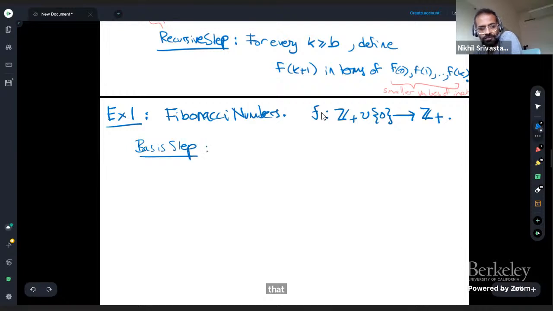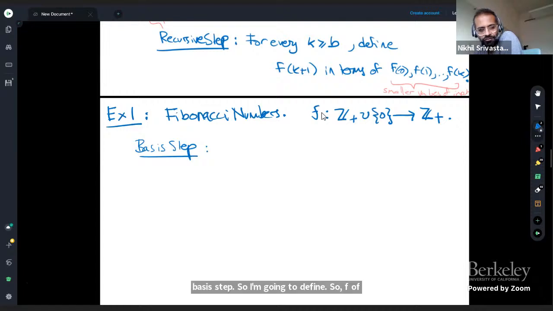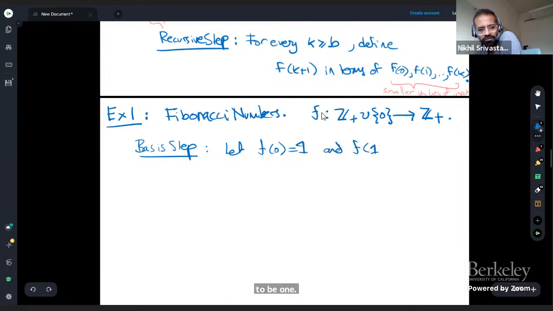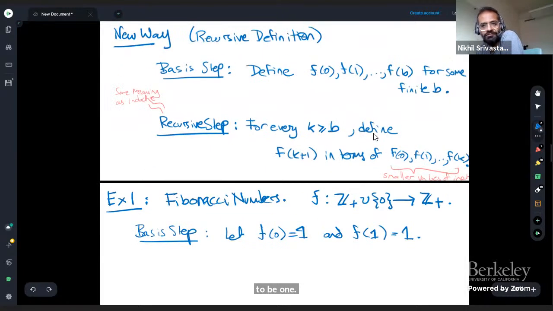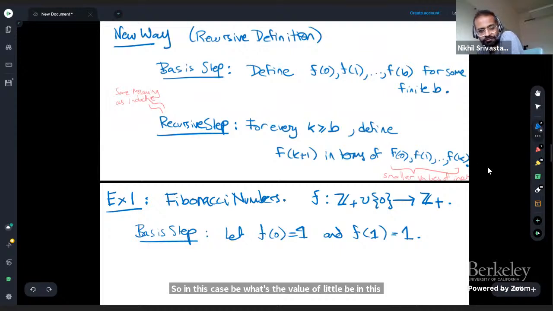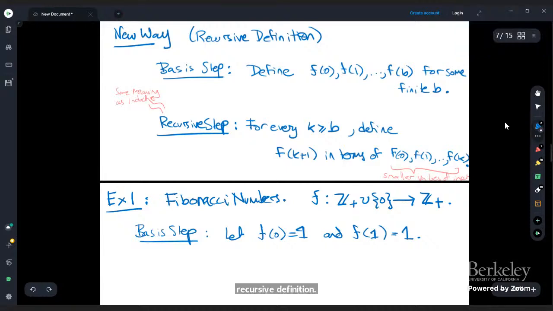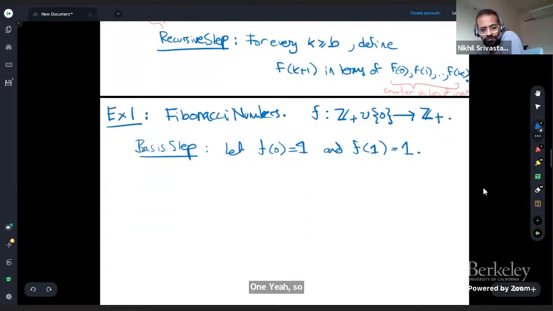Basis step. So I'm going to define f of 0 to be 1 and f of 1 also to be 1. So in this case, what's the value of little b in this recursive definition? 1. Yeah. So I've defined f of 0 and f of 1. And now the inductive or recursive step, I suppose, to be consistent with the book.